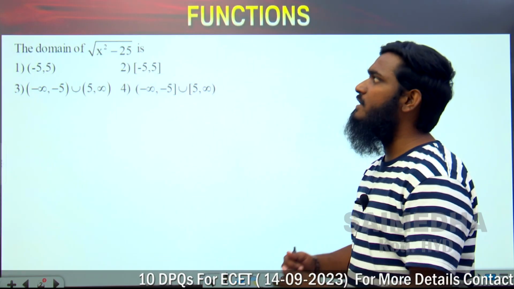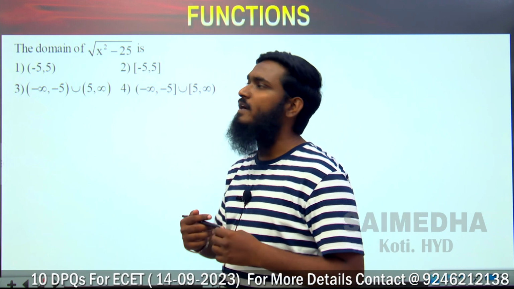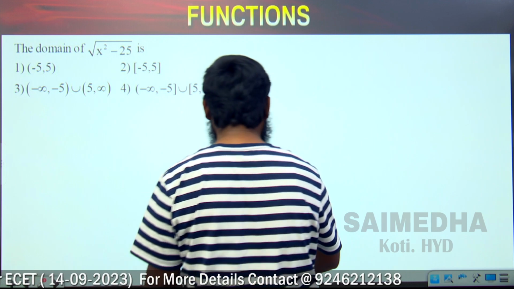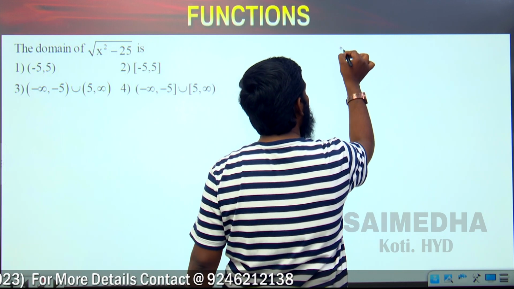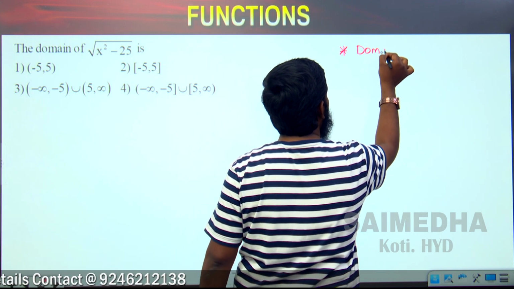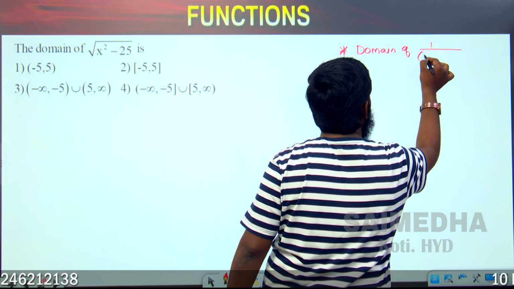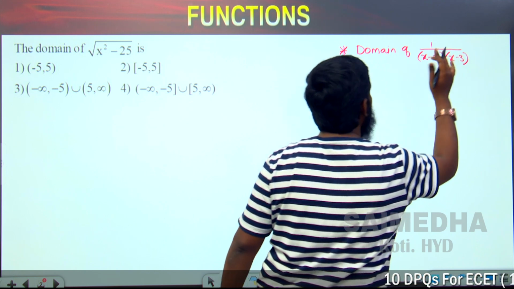What is the first question in the functions topic? The domain of under root x square minus 25. Actually what will be the domain? Let us see this part. First let us go with a simple question. Listen carefully: domain of 1 divided by (x minus 5) into (x minus 3). What is the domain of this?